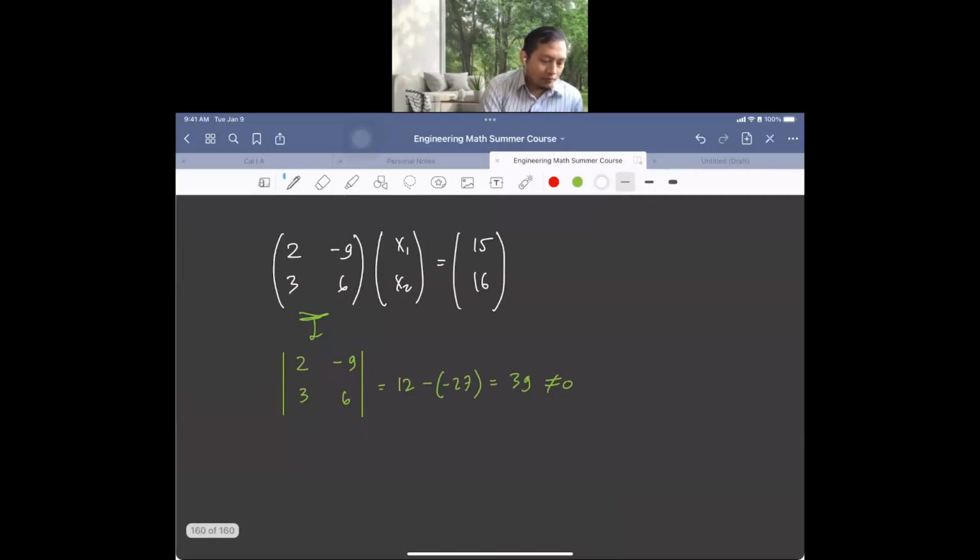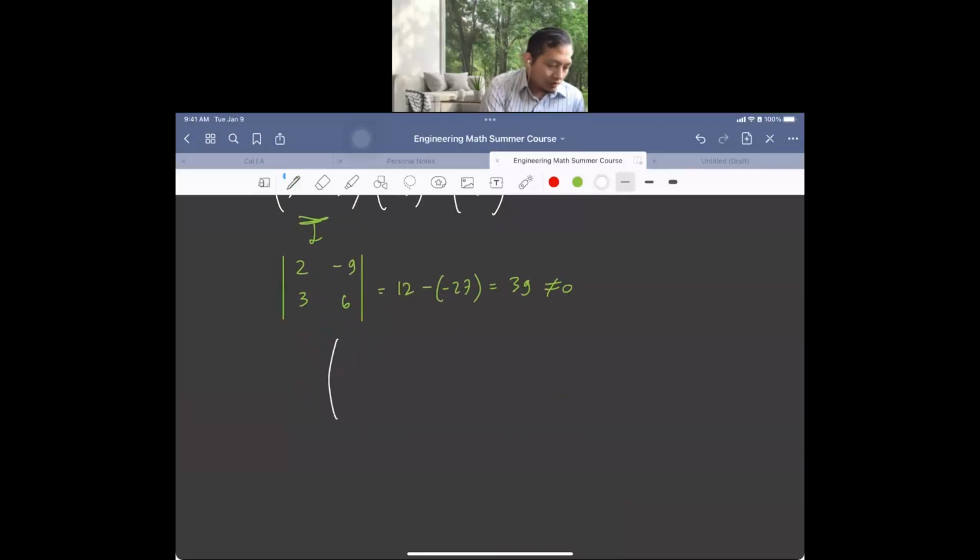So the inverse, we can write the inverse. Usually we write it by adding -1 on the upper part of the matrix. It means it's not 1 over, it's not a reciprocal, it's an inverse in matrix, because we are in matrix now. So we are going to have 1 over 39, times 6, 2, negative 3, 9. So this is the inverse.